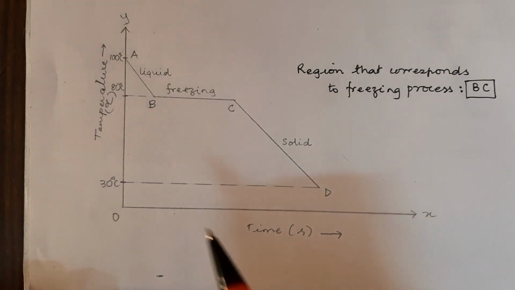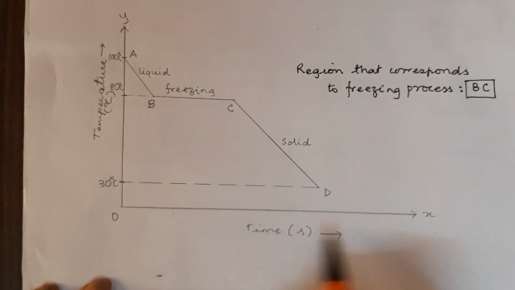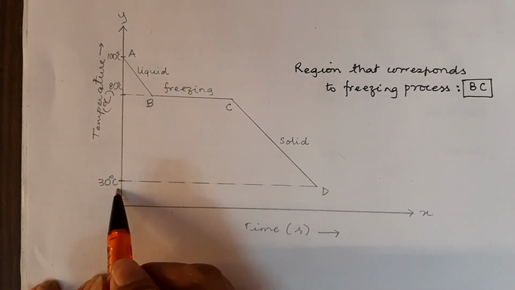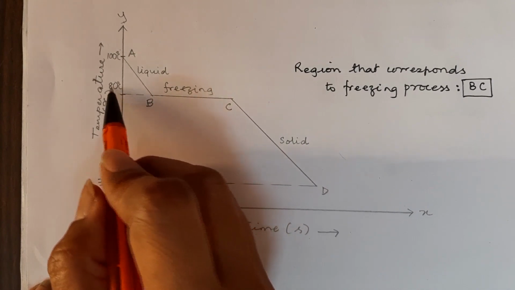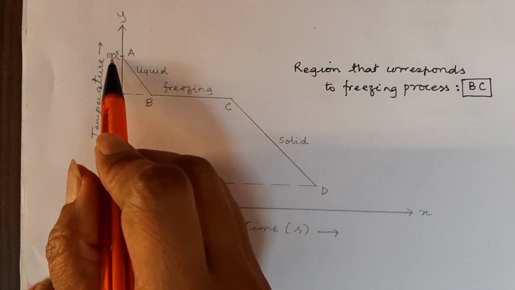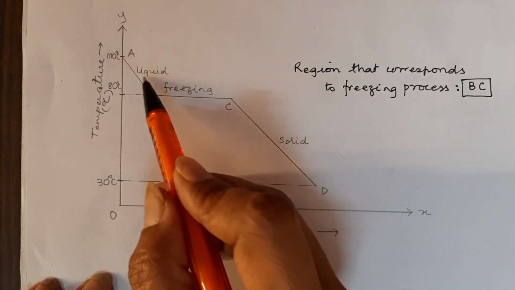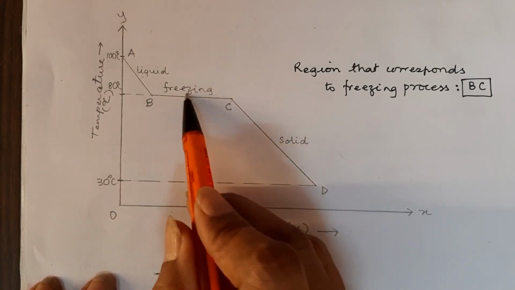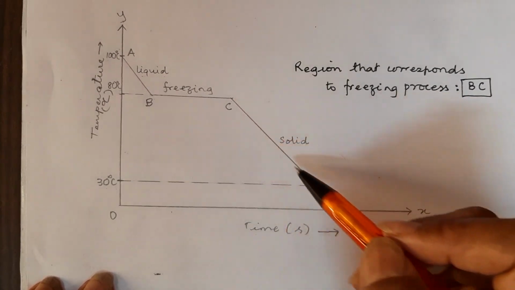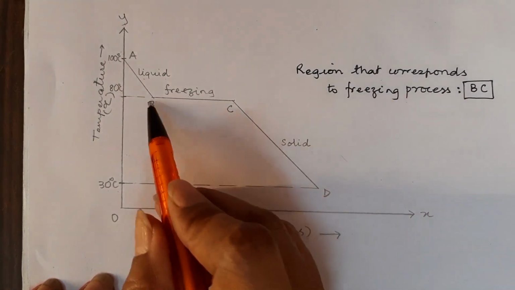So let us look at the graph. We have the y-axis on which we have the temperature, and on the x-axis we have time in seconds. Here it is in degrees C, and we have marked the room temperature 30 degrees C, and the freezing point is 80 degrees C, and that is also the melting point for solid naphthalene, and the temperature of the liquid naphthalene is 100 degrees C. So from A to B it will cool in liquid state, B to C it will freeze at 80 degrees C, and then from 80 to 30 it will be in solid state, but lowering the temperature. And so we write over here: the region that corresponds to the freezing process is BC.